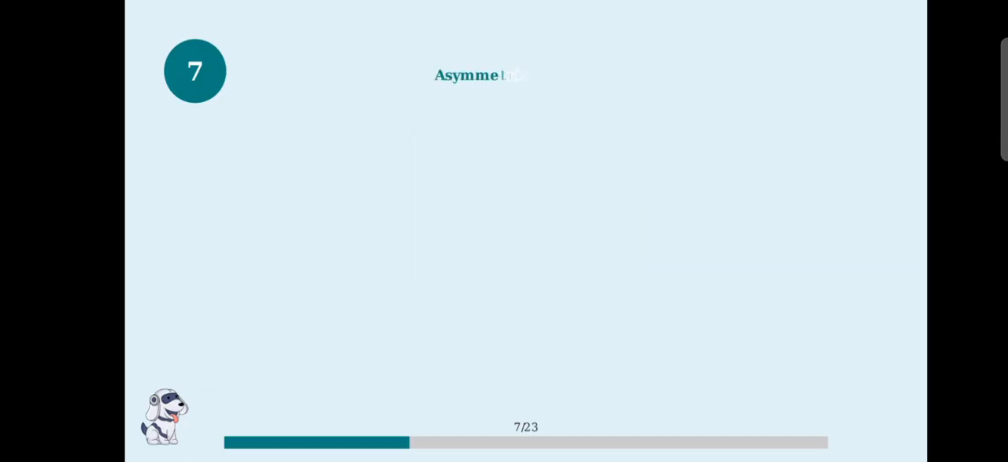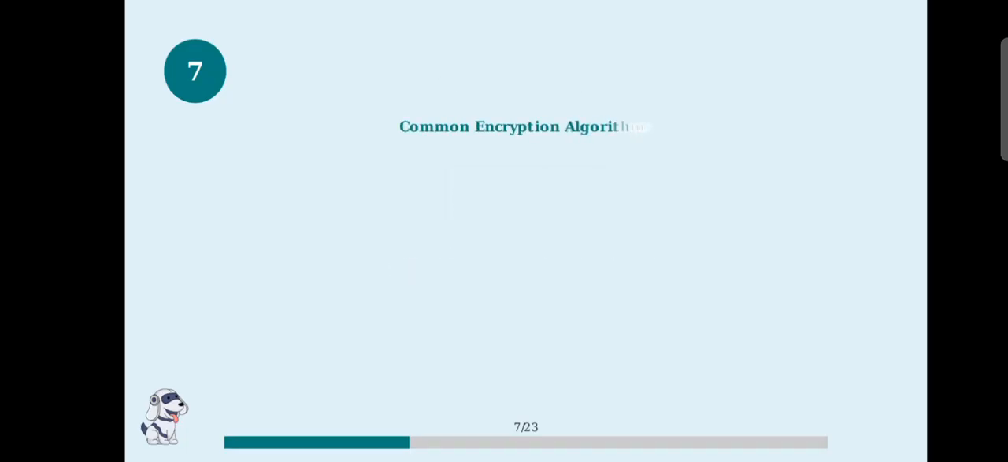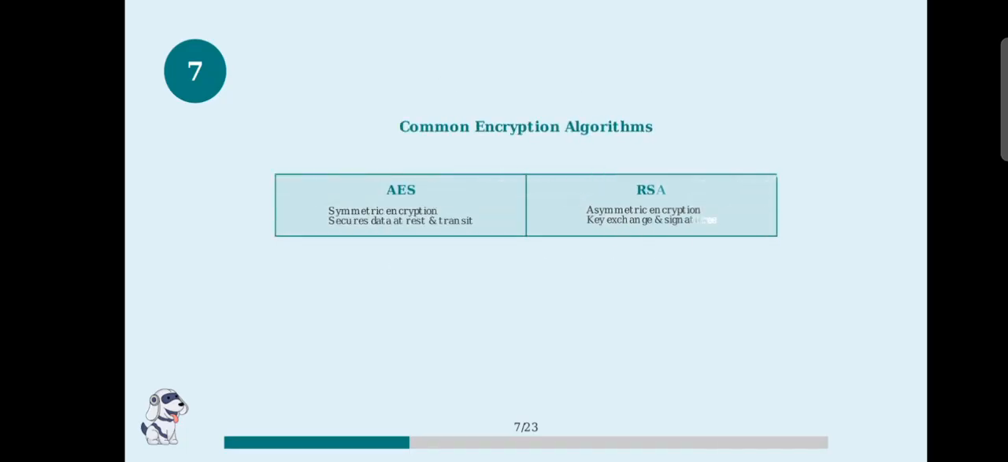The second type is asymmetric encryption, which uses a pair of keys, a public key for encryption and a private key for decryption. This is like having a mailbox where anyone can put mail in, but only you have the key to take it out. Common encryption algorithms include AES for symmetric encryption, which is widely used for securing data at rest and in transit, and RSA for asymmetric encryption, commonly used for secure key exchange and digital signatures.